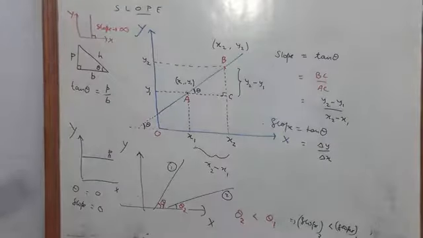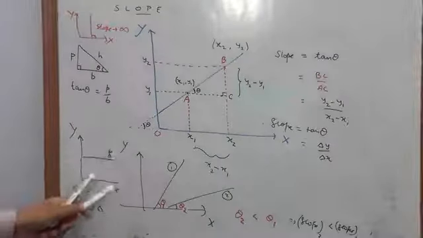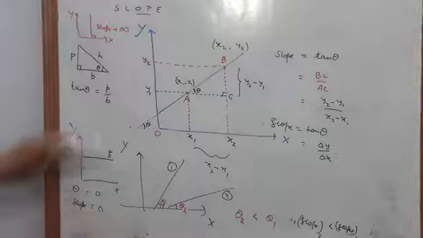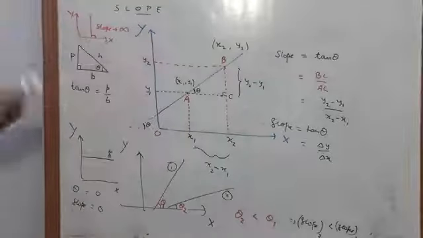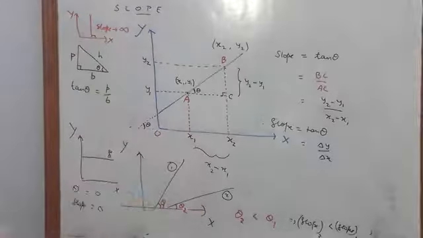How much do we write, students? Infinity. So when the line is parallel to the x-axis, we say its slope is 0. When the line is perpendicular to the x-axis, we say its slope is infinity, and otherwise it has some finite slope from 0 to infinity. So this is the concept of slope.